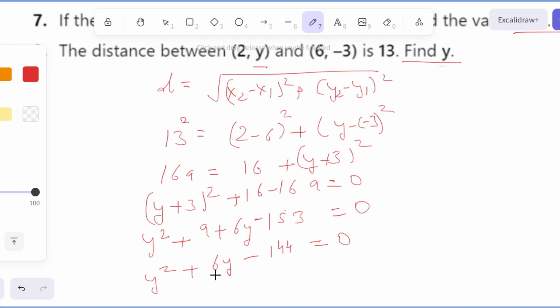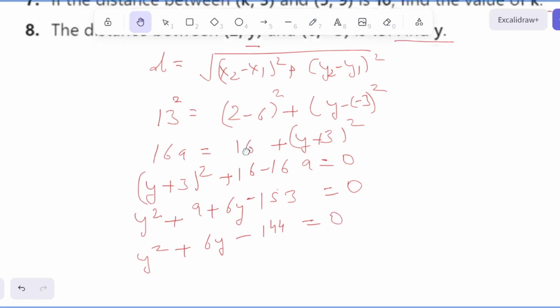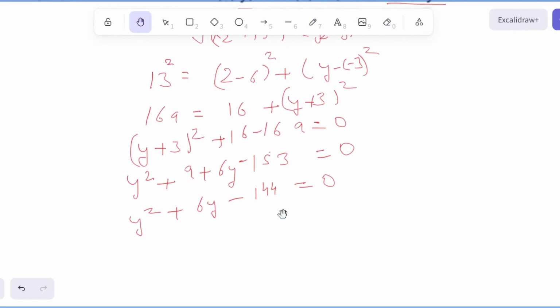Can you do it by splitting the middle term? I'm just thinking. You can go with the quadratic formula, but if you can do it by splitting the middle term, it will be good. 144 is 12 times 12, so 16 you will not get. Because if you add, you should get 6, right?